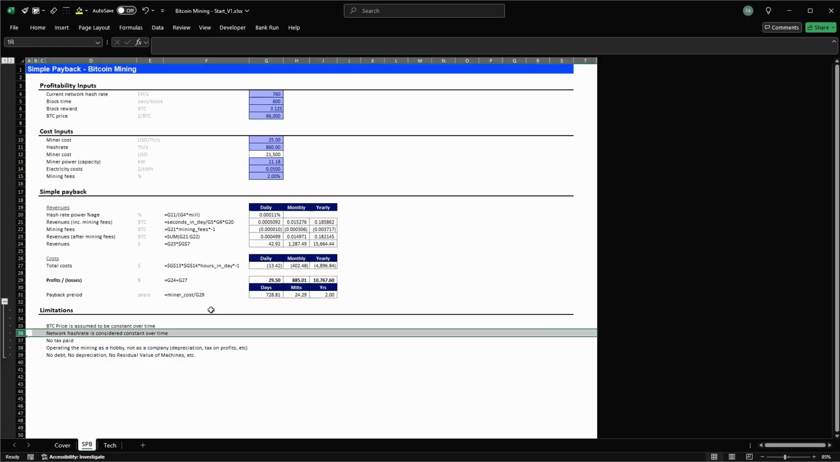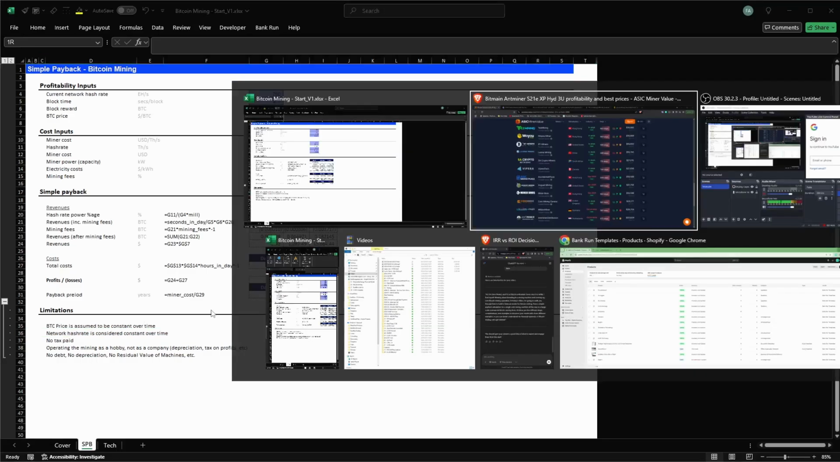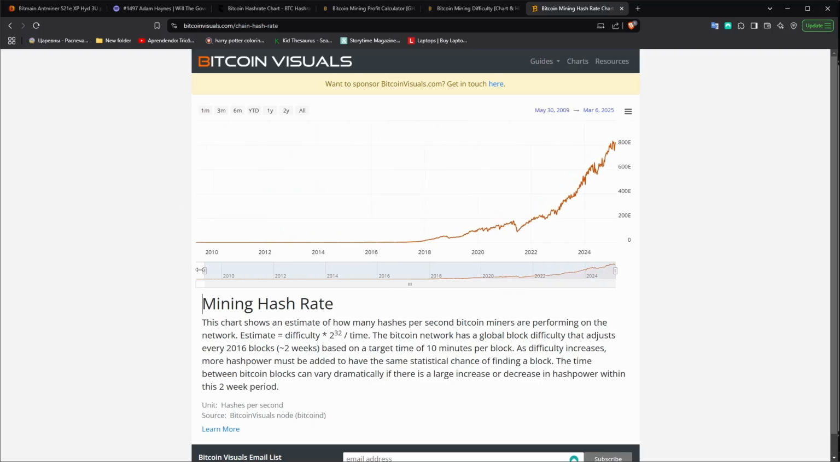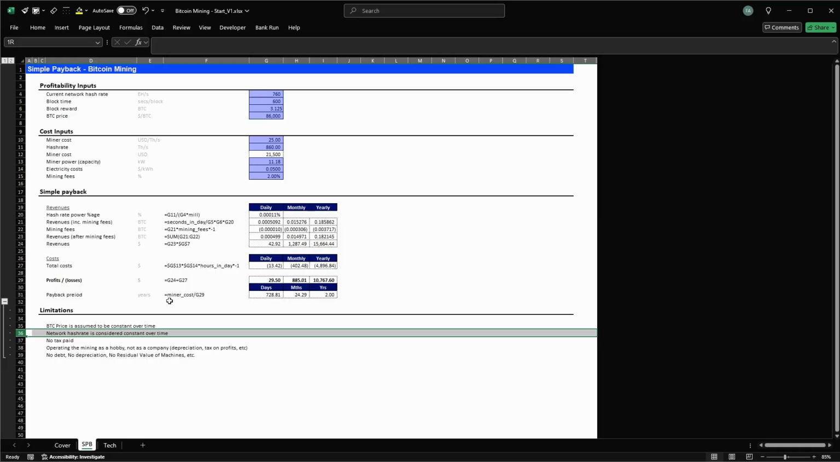The second one is that the network hash rate is also constant over time, which is not true. So if you go back here, and if you click on this over here, let me make it big, look how much growth the network has had in terms of hash power, okay? So you can never assume the network hash rate is going to be constant. We also have to account for it.